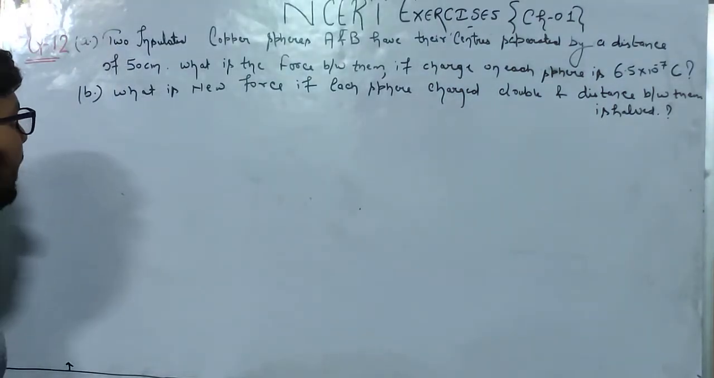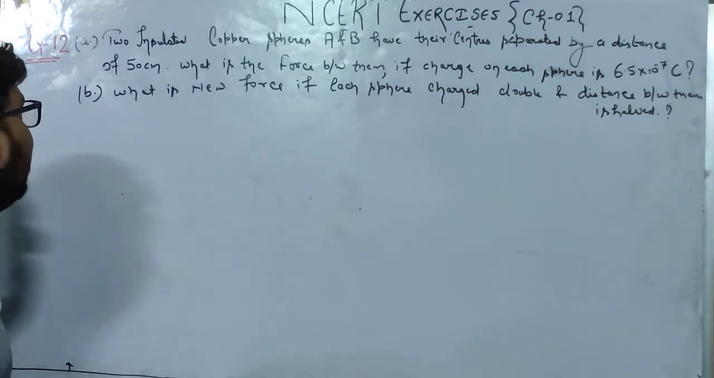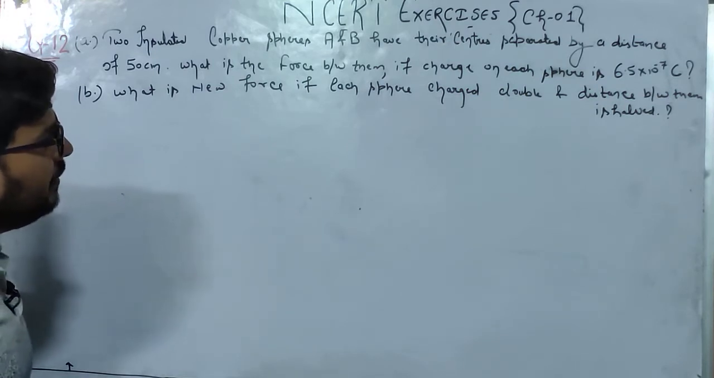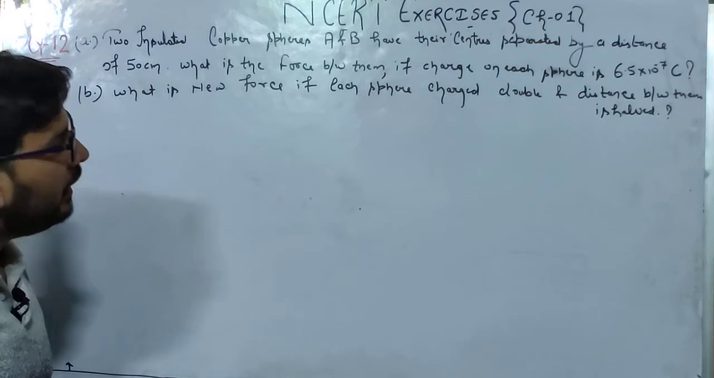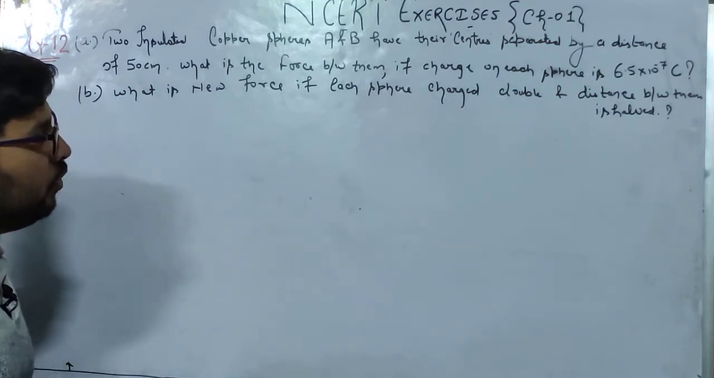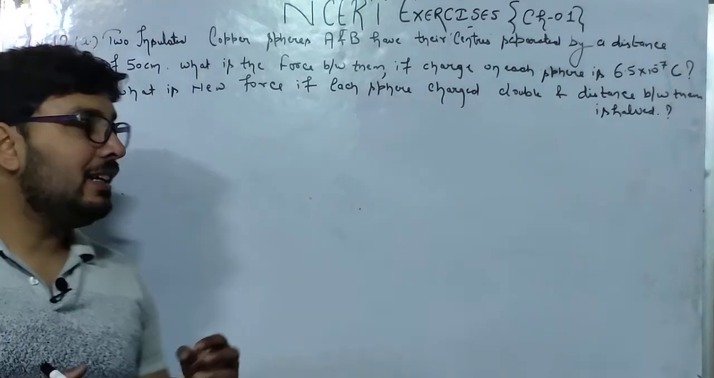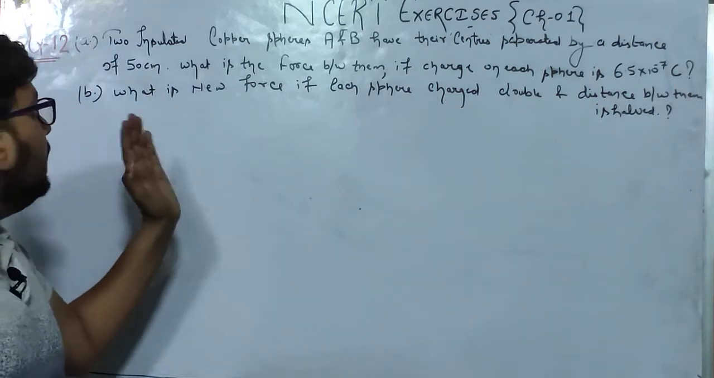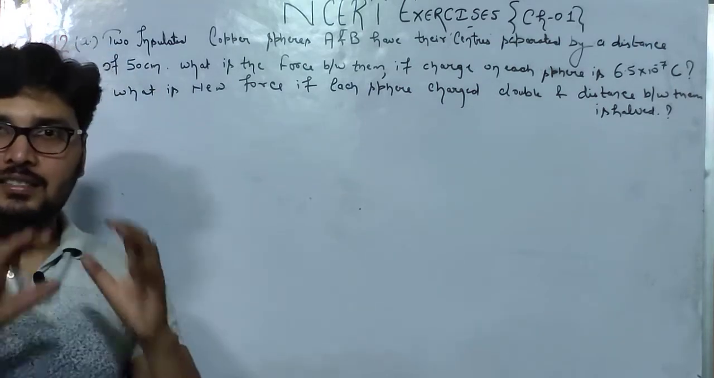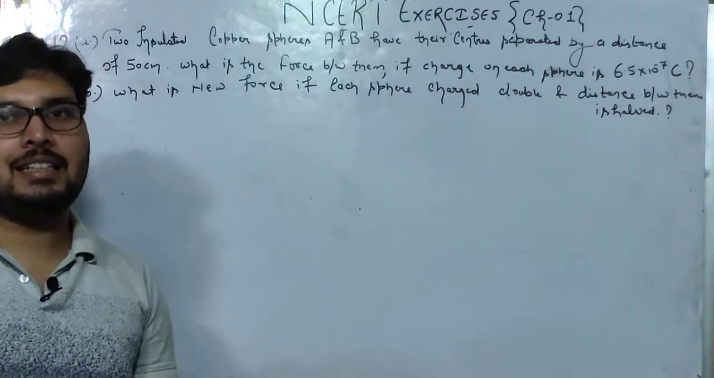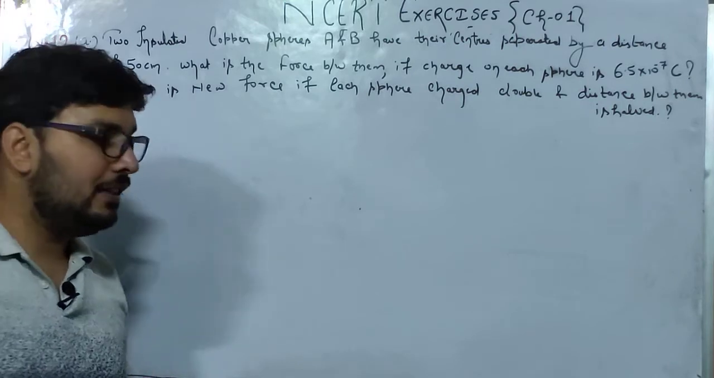Two insulated copper spheres A and B have their centers separated by a distance of 50 centimeters. What is the force between them if the charge on each sphere is 6.5 × 10^-7 coulomb? One more thing given in this question is that the distance between the spheres is much greater than the size of the spheres. That means the size of the spheres can be neglected as compared to the distance.